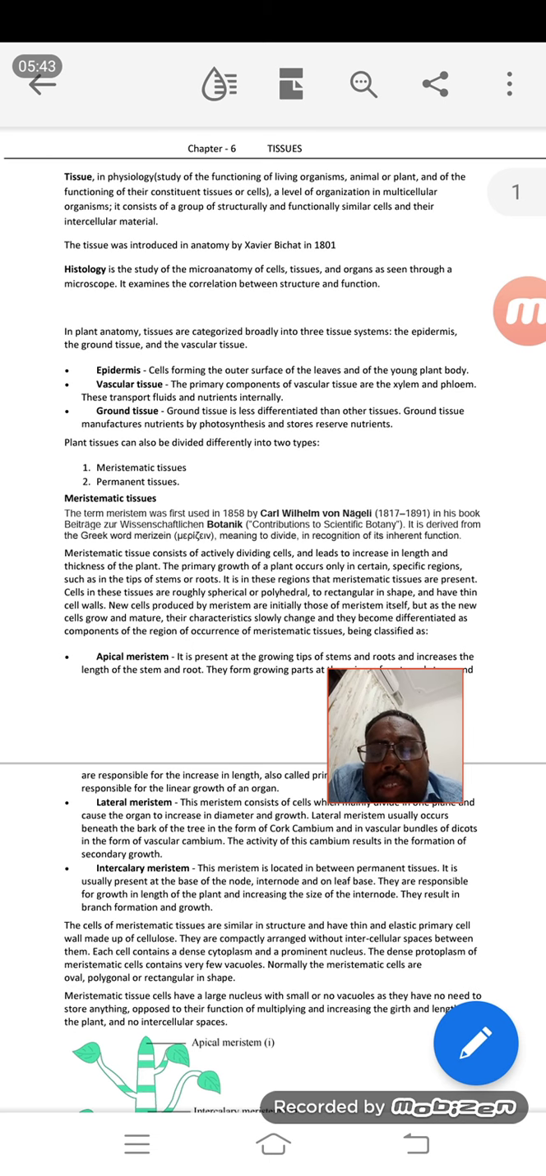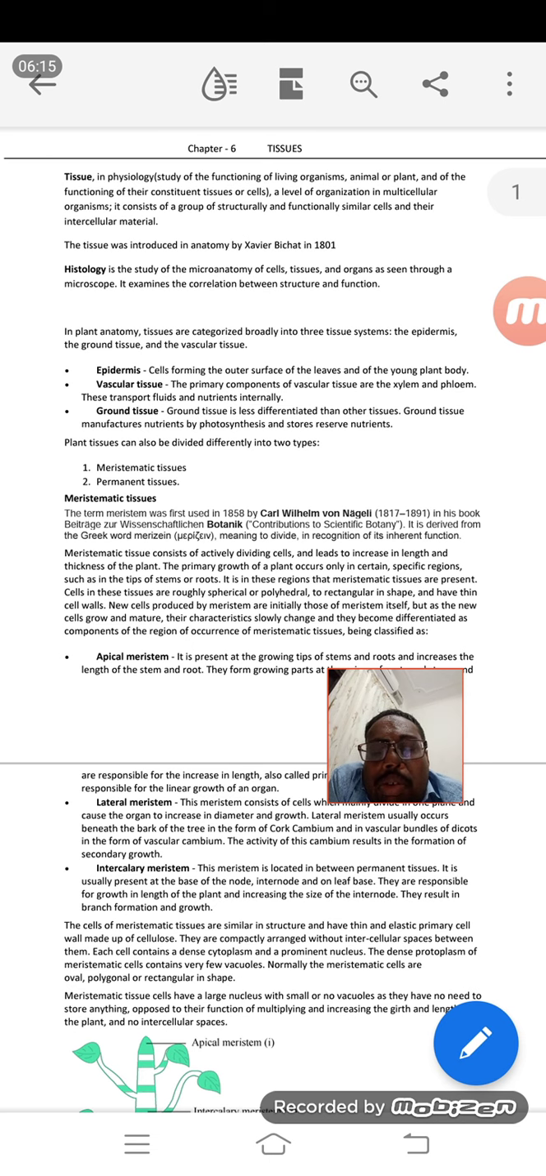In between there are also some cases that we'll study later. The person who coined the term meristem is Carl Wilhelm von Nägeli. He is the first person who coined this term. These names are asked in some exams, not from the CBSE point of view, but if you are preparing for some exams, this will be very useful.